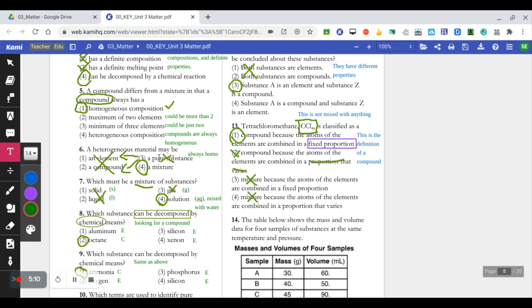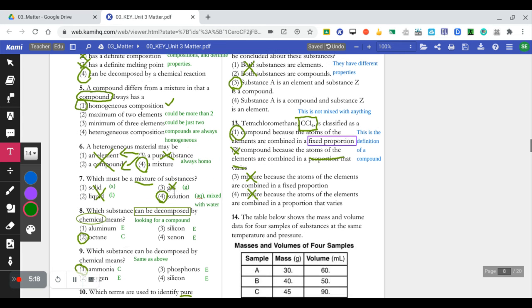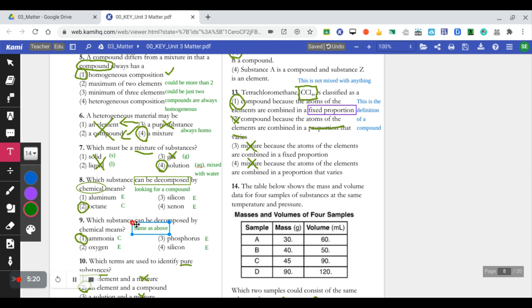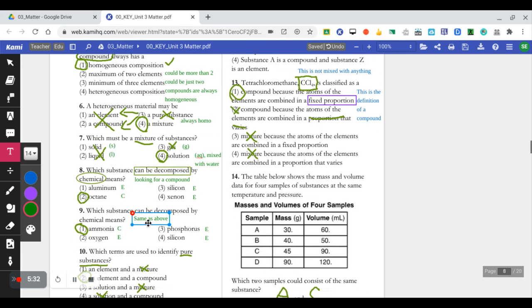A heterogeneous material may be, of these words, only a mixture, because a pure substance is an element or a compound, and pure substances are always homogeneous. So that goes with pure substance here, which must be a mixture of a substance. Solids, liquids, and gases are always pure substances, so that means they're not mixtures. A solution is aqueous, which means it's mixed with water, so a solution is always a mixture.